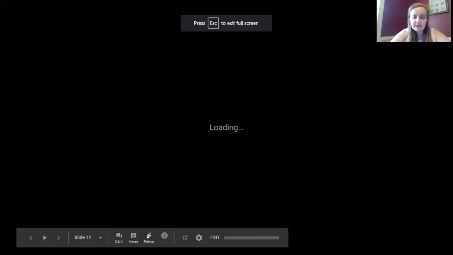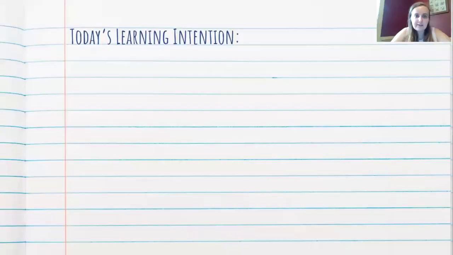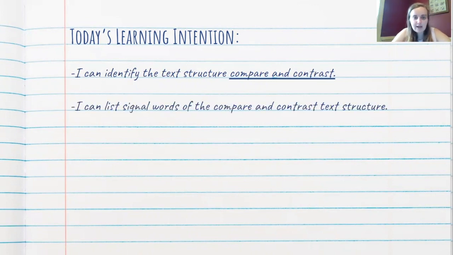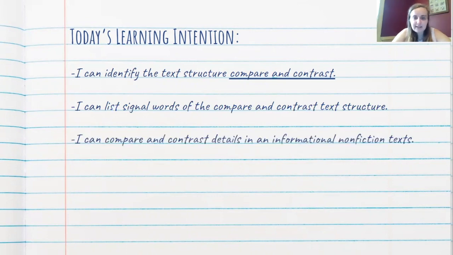So I'm going to share my screen with you. All right. So yesterday we started working on compare and contrast, and we are going to continue working on that topic today. So our learning intentions today are: I can identify the text structure, compare and contrast. I can list signal words of the compare and contrast text structure. I can compare and contrast details in an informational nonfiction text.